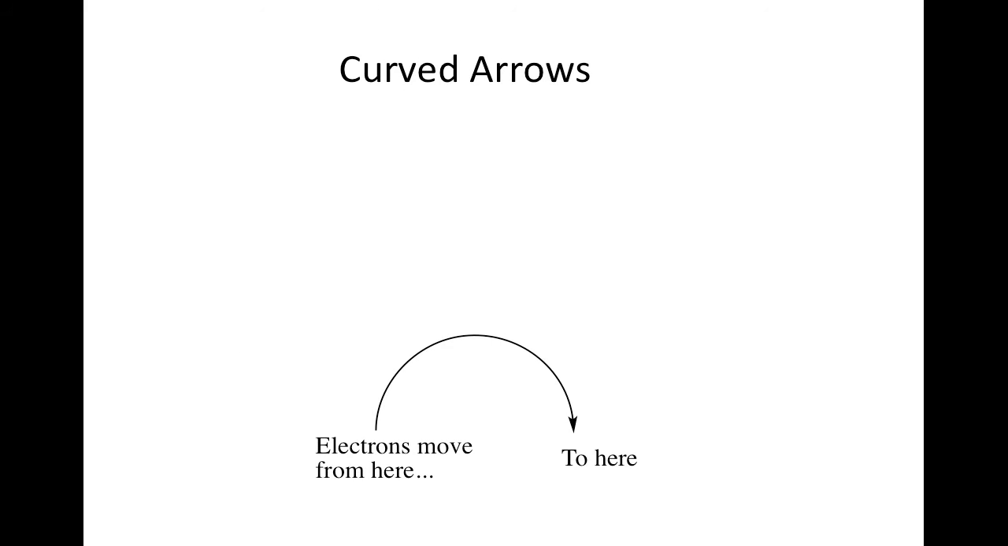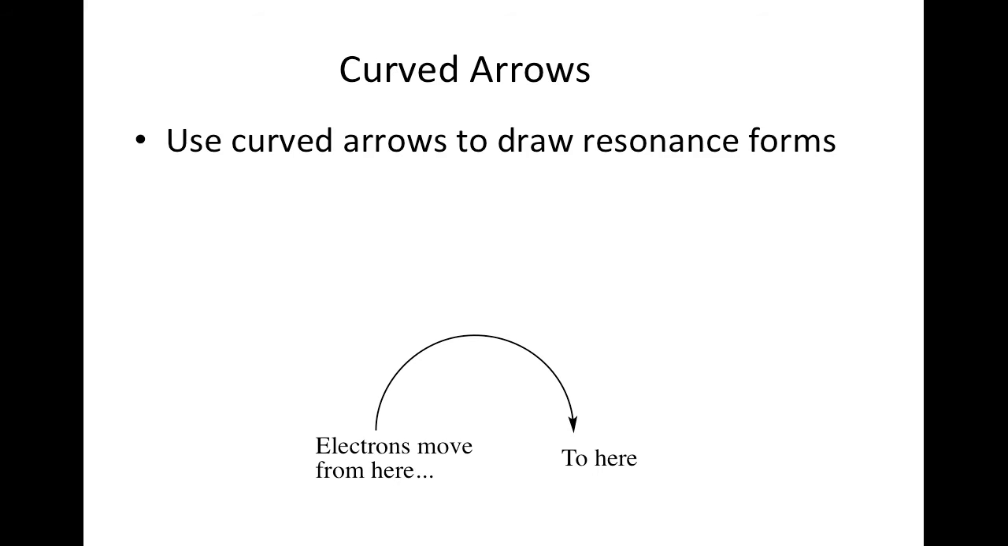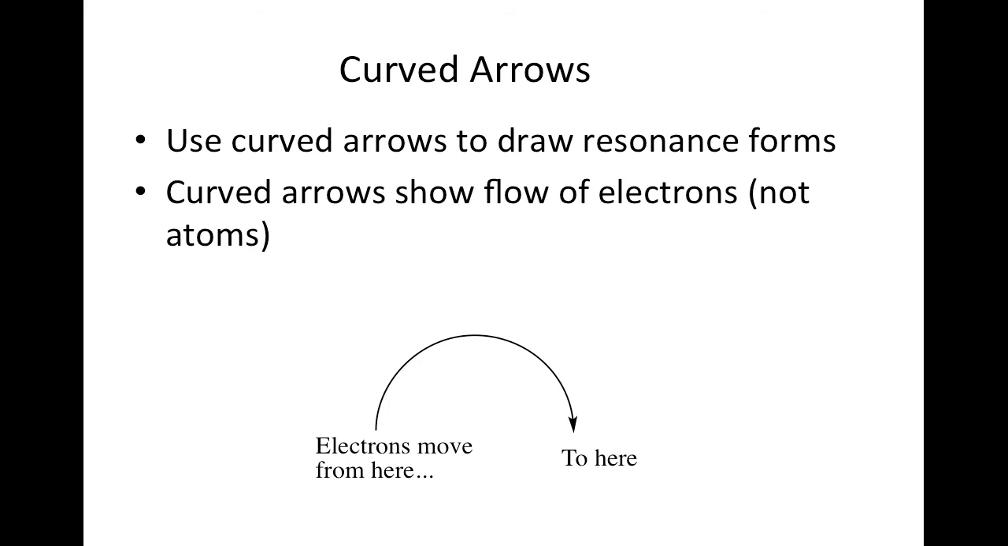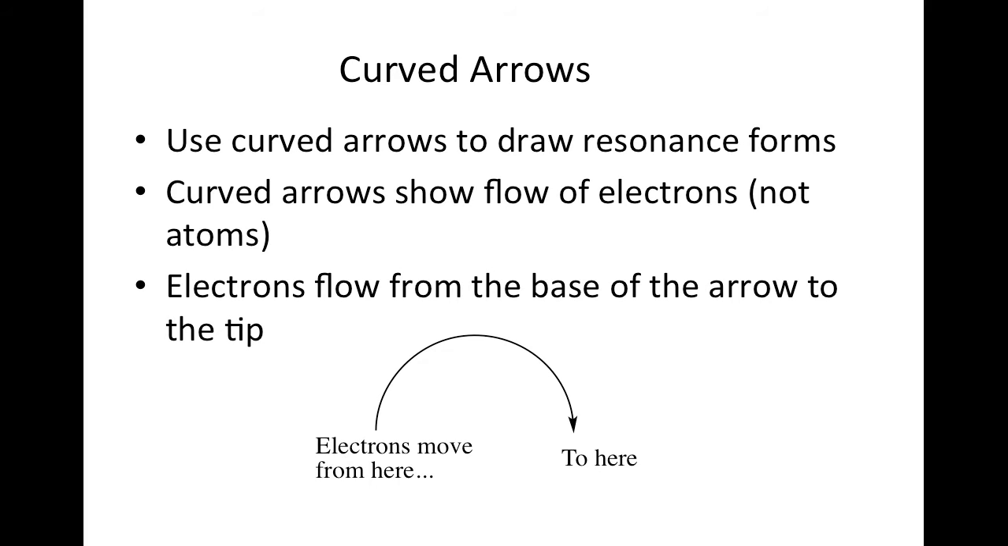In order to communicate how we get from one resonance form to another, we use these things called curved arrows, which are going to be really important all throughout organic chemistry. Curved arrows are used basically to show your logic of how you got from one resonance form to another resonance form. Curved arrows always show the flow of electrons, and they never show atoms moving, only electron flow. And electrons are always going to move from the base of the arrow to the tip of the arrow.